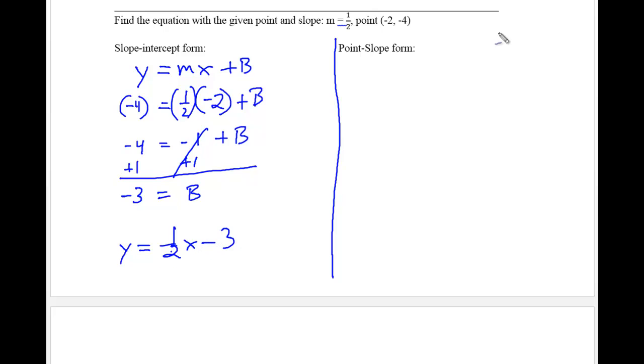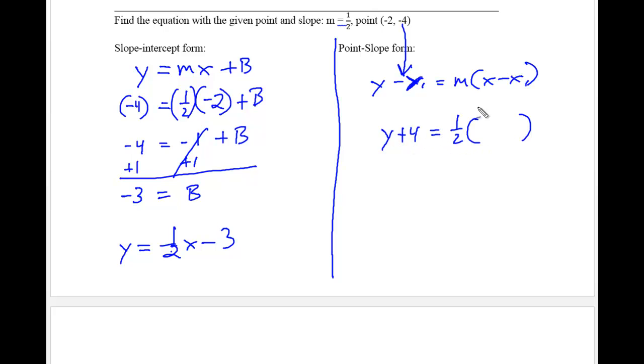In point-slope form, we can take y minus y sub 1 is equal to m times the quantity of x minus x sub 1, and we can plug in my y. So if I plug the negative 4 into the negative y, that makes y plus 4. My slope is 1/2. If I take my negative 2 and plug it into my x sub 1, then this is going to be x plus 2.